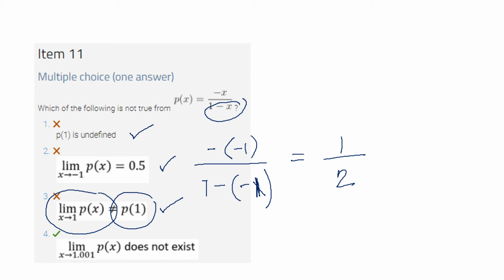The number 4 option, the limit of P of x as x approaches 1.001 does not exist. That is not true. It actually exists, because 1.001 can be used in the evaluation.